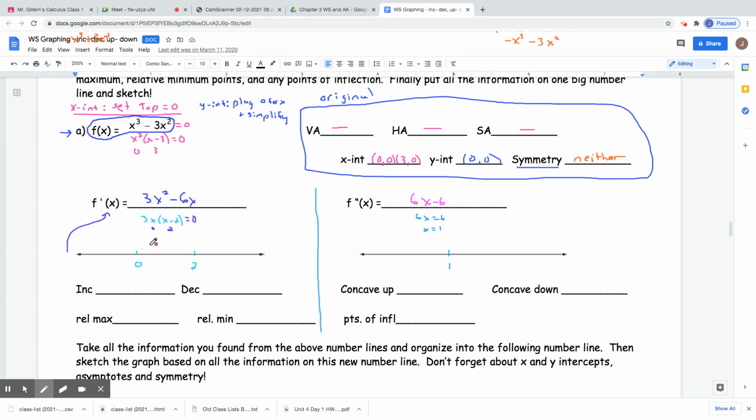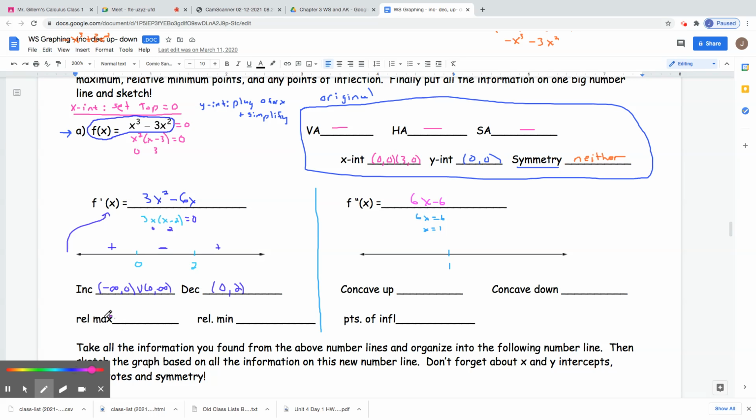So any negative number I put in there, 3 times a negative is a negative, minus a negative is a negative, but a negative times a negative is a positive. If I put in 1, that'd be a positive on the outside. 1 minus 2 is a negative, so I have a positive times a negative, which is a negative. Anything bigger than 2, positive times a positive, positive. Remember, wherever the first derivative is positive, that's where the original is increasing. So I write those intervals out, negative infinity to 0, union 2 to infinity. It is decreasing from 0 to 2.